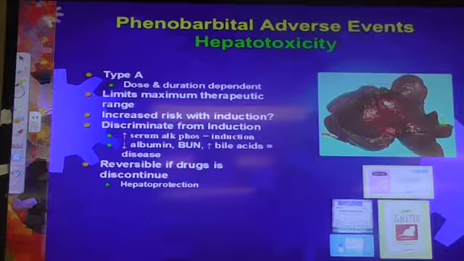Okay, yes, ma'am? Why is there a decrease in albumin and BUN? Sorry, not an increase in albumin, a decrease. I'll turn that off here in just a couple seconds. A decrease in albumin and a decrease in BUN. Is that making sense? Why?